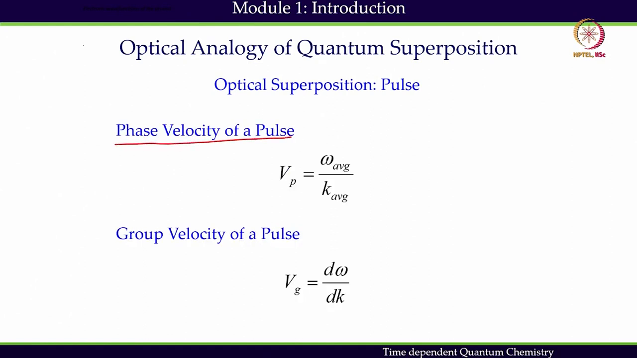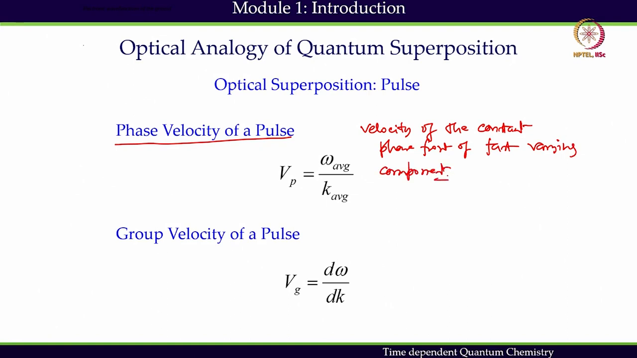So the phase velocity of the pulse will be defined by the velocity of the constant phase front of the fast varying component. How can I get that? Clearly, I had the phase omega average t minus k average z. This is the phase. I take the first derivative to be 0. If I take the first derivative, the constant phase front will repeat. That's why the first derivative is 0. It is the velocity of the constant phase front. So if I take that, then I get the phase velocity.